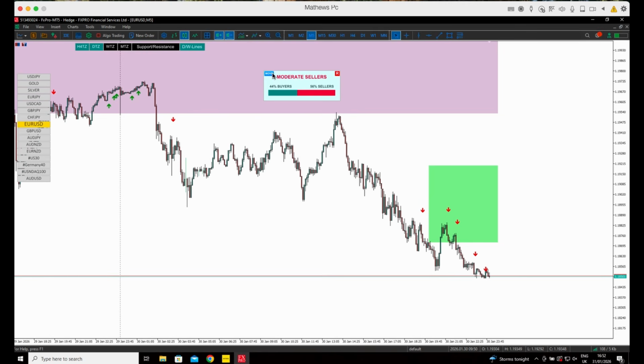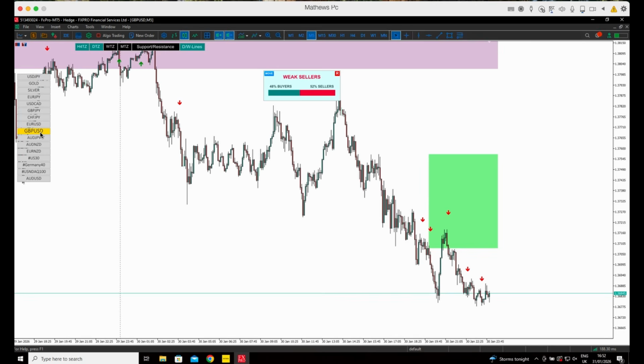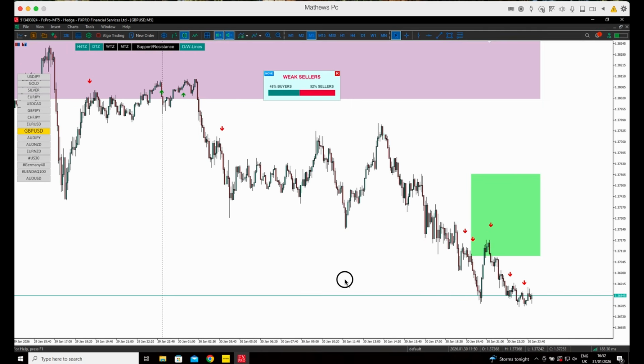This one really shows you where the direction of the market is going without you even looking at a moving average. You can see here it's saying moderate sellers, and you can see actually the market is selling down, right? If you look at GBP USD, it's the same thing. You can see it pulled into the purple zone into the 4-hour, and it's selling off. You can see here it's also saying weak sellers.